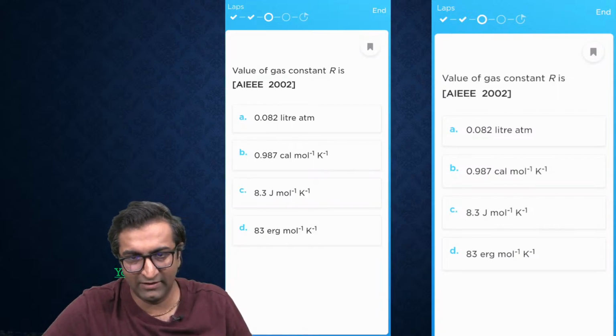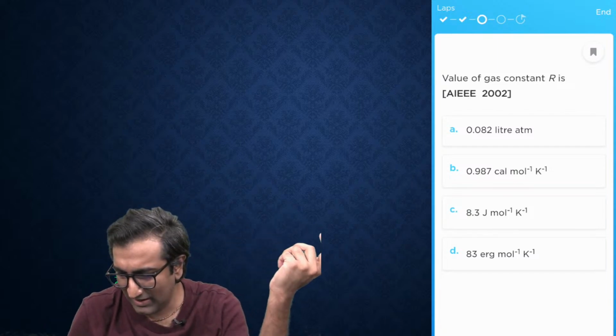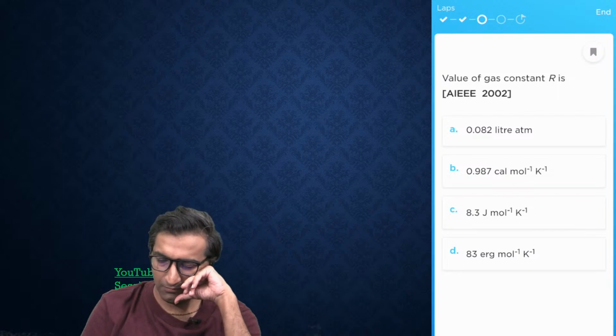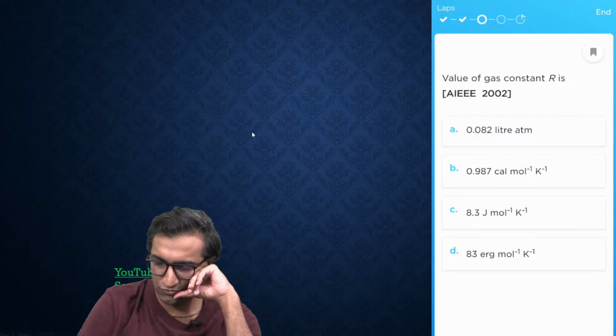This is an old AIEEE question. And this is like, bro, all of these values of R are correct. All these values of R are correct. But what will the value actually be? Let's go with SI unit.